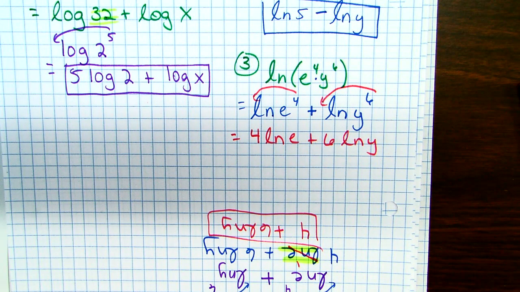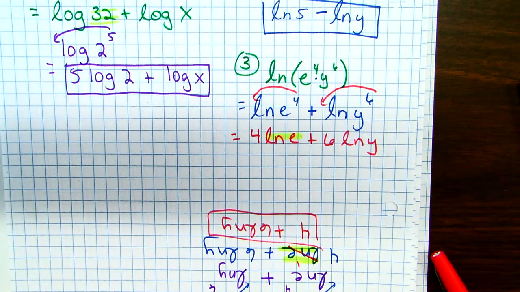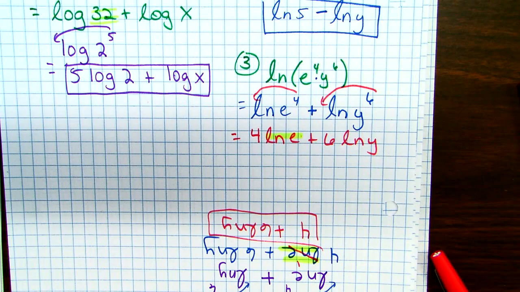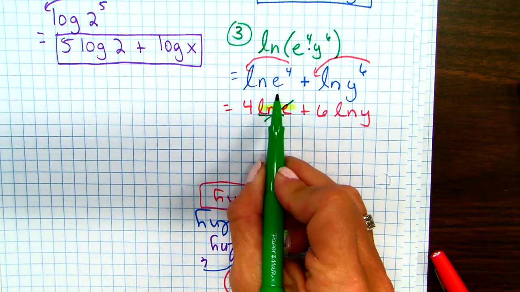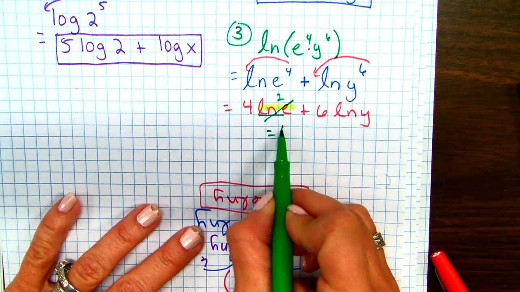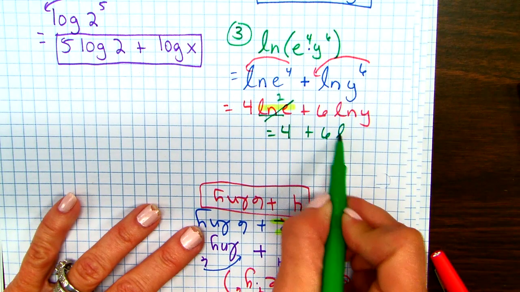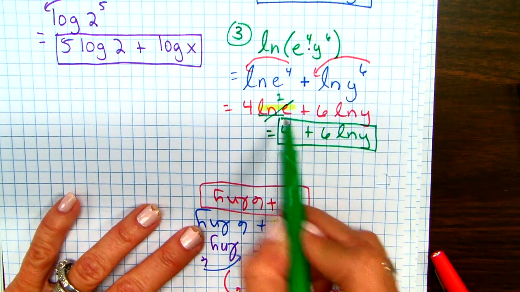Anything else I can do? Yes. Remember, this is going to sneak in all the time. That's the one I was telling you about on the first page of the notes, that students just forget that that simplifies to just 1. And 1 times 4 would be 4. That would be your final. Good job, Levi.